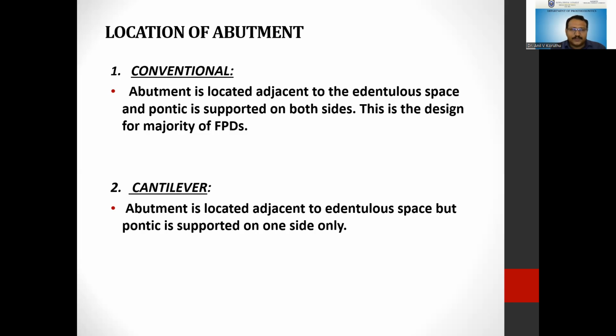What is a cantilever? In a cantilever, the abutment is located adjacent to the edentulous space, but the pontic is supported only on one side. On the other side, there won't be any abutment tooth.